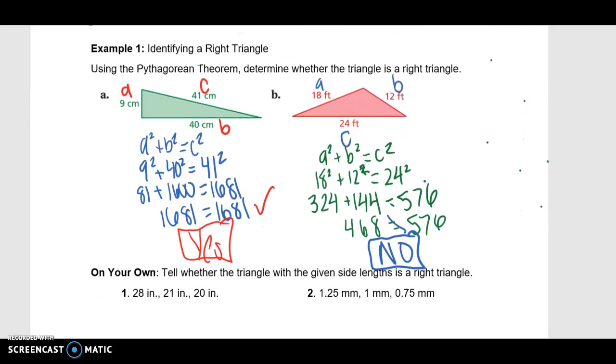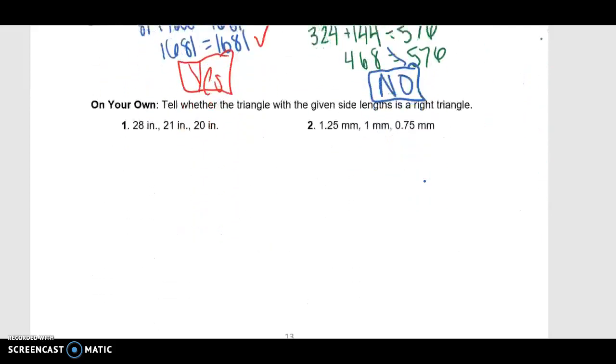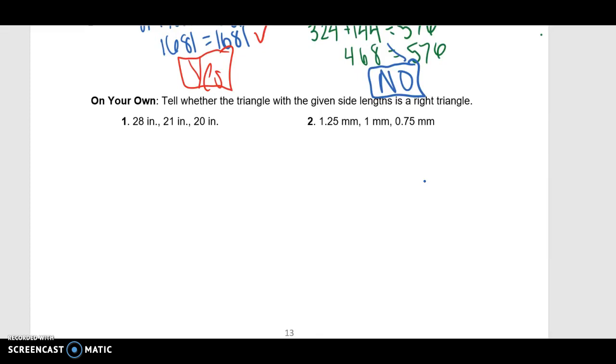So what I want you guys to do right now is try 1 and 2 on your own. Remember, the longest side is always c, and it doesn't matter which one you put for a and b, because you'll still get the same answer.